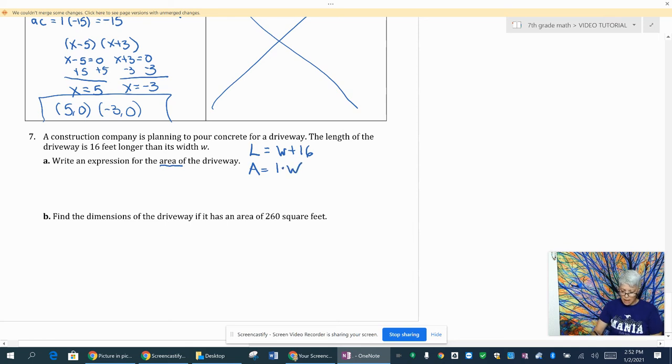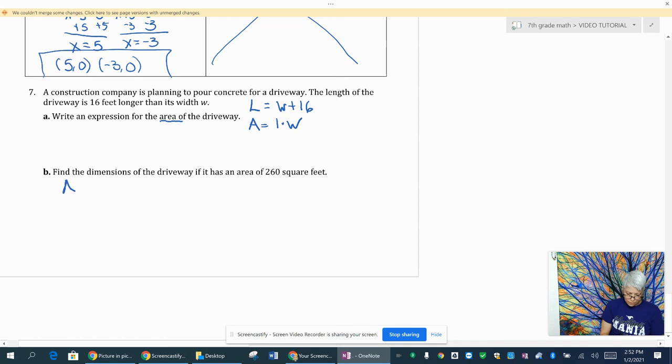So let's look at this. I have area. The length is W plus 16. The width is just the width. Okay, track with me here. So I'm going to go ahead and distribute this back through. And so I have the area equals W squared plus 16W. Now, watch this. They tell me that the area is 260 square feet, and I need to find what the length and the width is. So I'm going to put 260 right here.